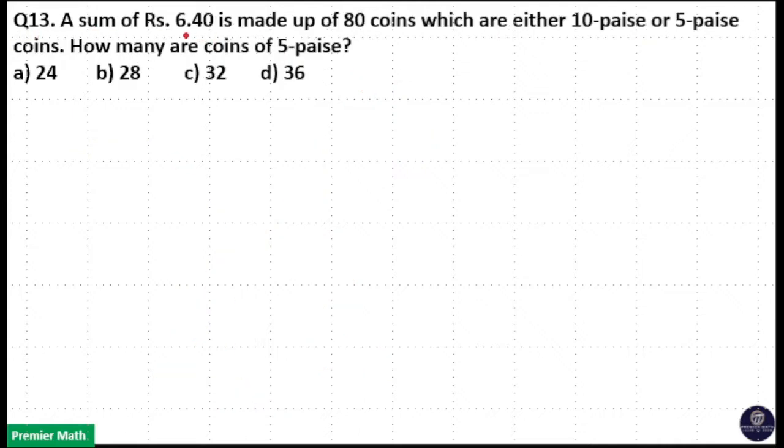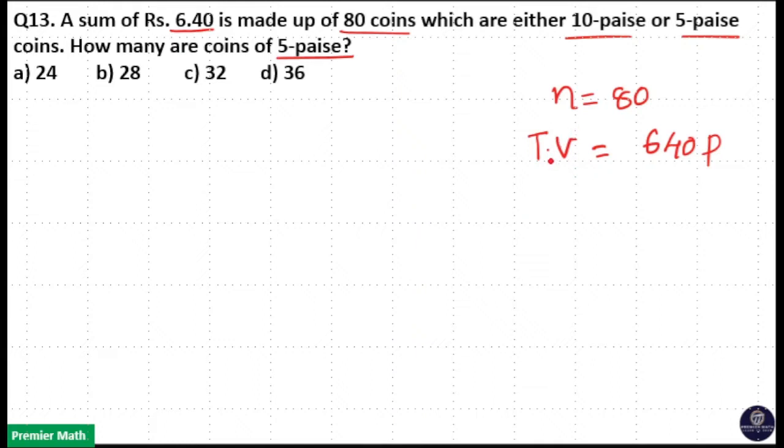Next is, a sum of rupees 6.4 is made up of 80 coins, which are either 10 paise or 5 paise coins. How many are coins of 5 paise? So you need to find out the number of 5 paise coins. Here total number of coins is equal to 80 and total value of coins is equal to 6.4 rupees, that means 640 paise.